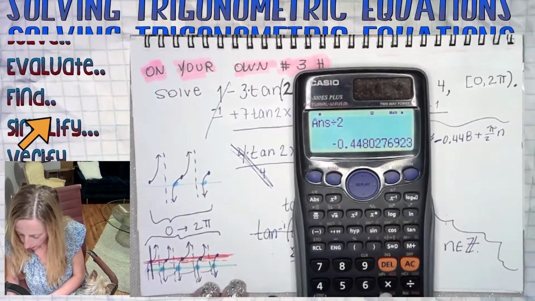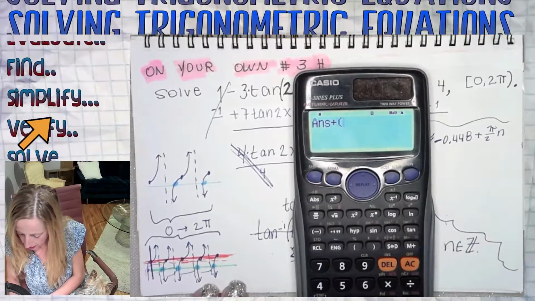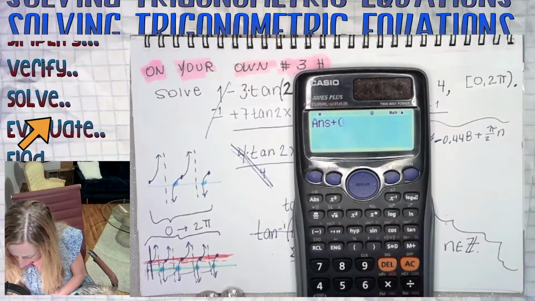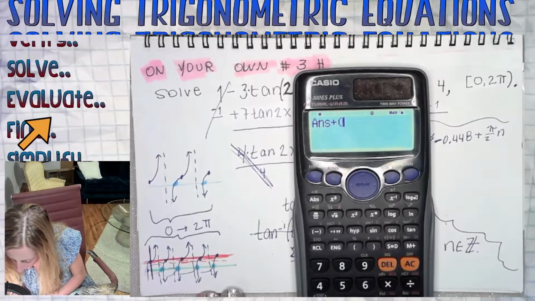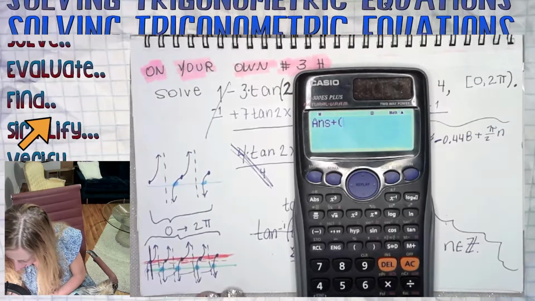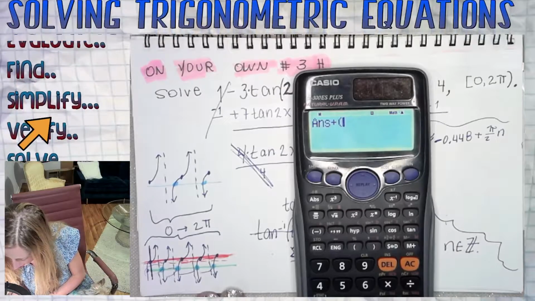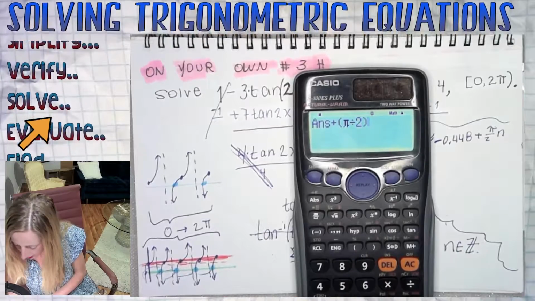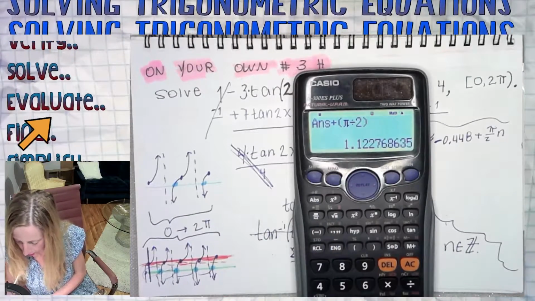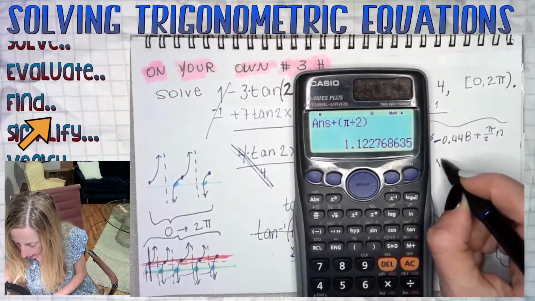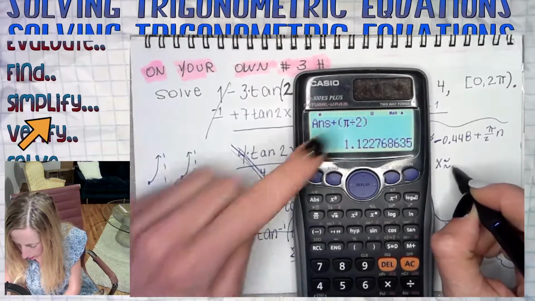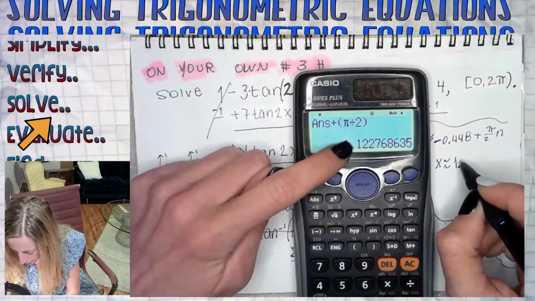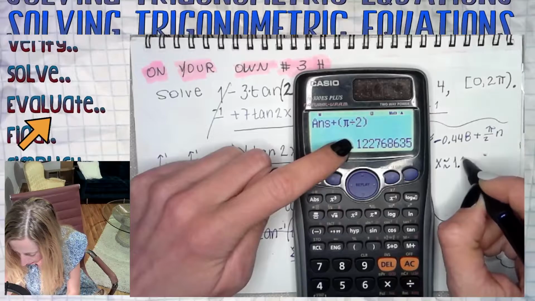And I'm going to do plus, let's do parentheses to be safe. And I want pi over 2. So do I have a pi button? Probably. Why am I blind to the pi button right now? Oh, there it is. Okay. So shift pi over 2, close, enter. That should be your first answer. So x is approximately equal to 1 point. You're going to go out as far as you really wish. I'm going to go 1, 2, 3.